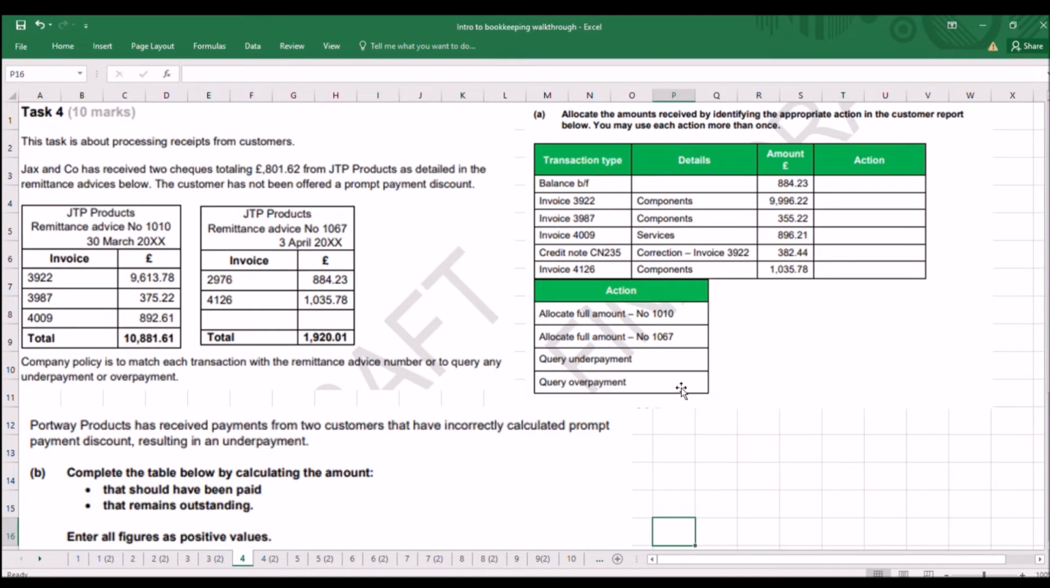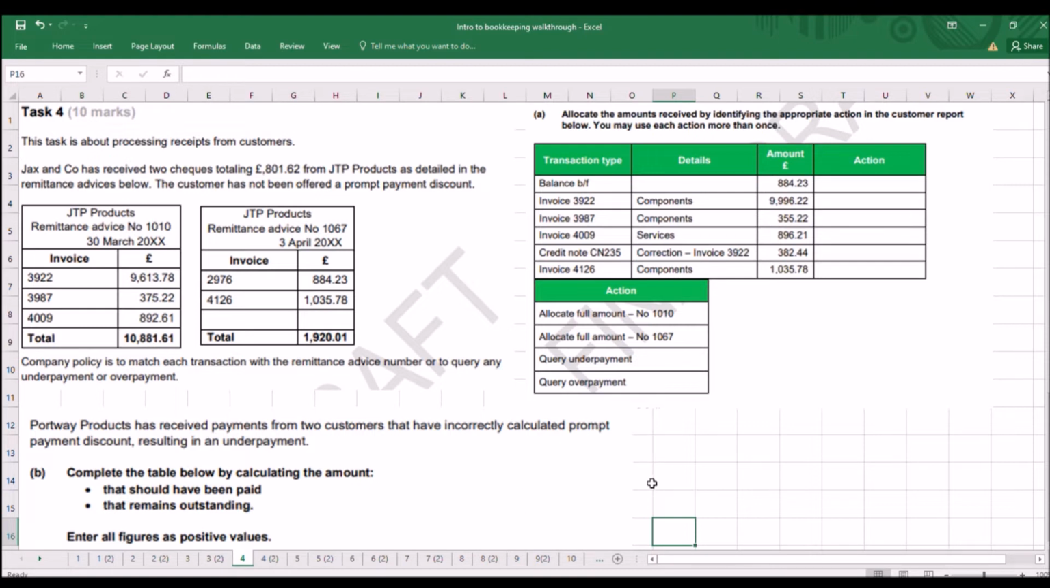Question 4. So question 4 is about remittance advices. Our customer, we're the seller. Our customer JTP Products has made some payments to us, and they sent us 2 remittance advices here. We have our sales ledger account for them. So this is in the sales ledger for JTP Products. This is their balance brought forward, and then all of their invoices. We've got a credit note in here too.